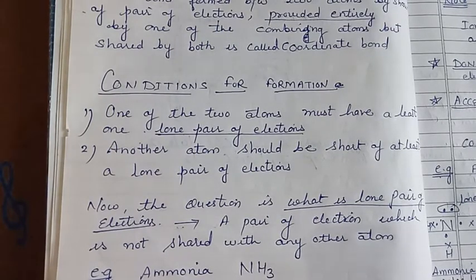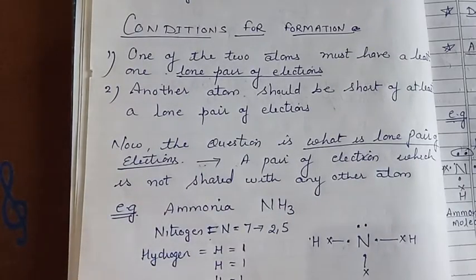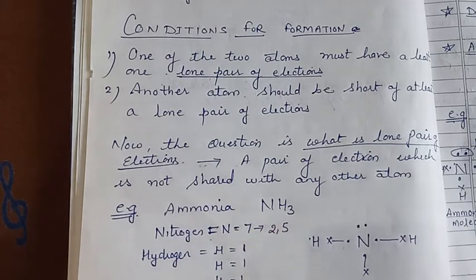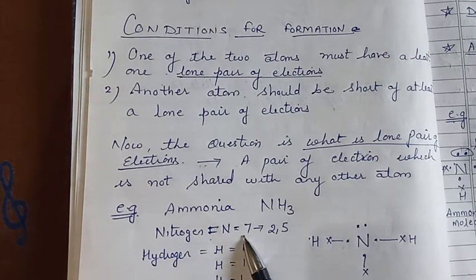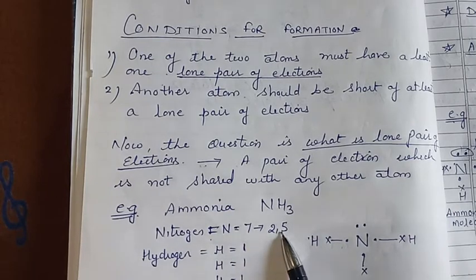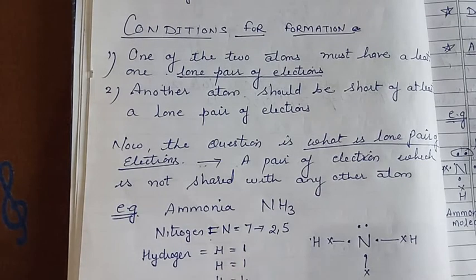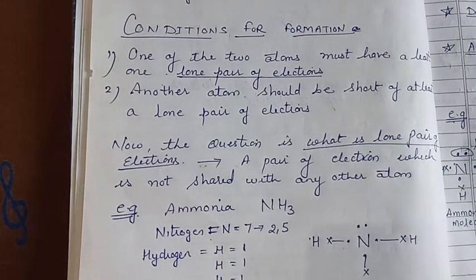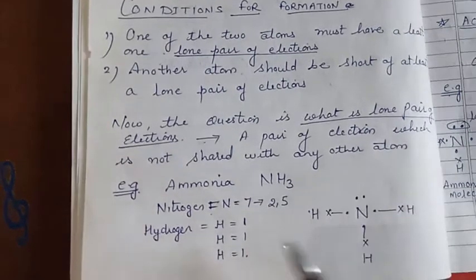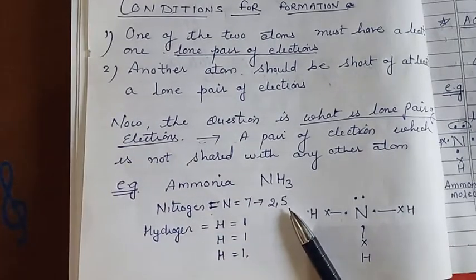Now, example, ammonia. The structure of ammonia you might have done in covalent compounds. It's a covalent compound. There is a sharing of electrons. Ammonia contains nitrogen and hydrogen. Nitrogen's atomic number is 7, so the configuration is 2, 5. And in ammonia, just see, there are 3 hydrogen atoms. Each hydrogen atom has one electron in its outermost shell. So nitrogen has 5 valence electrons.